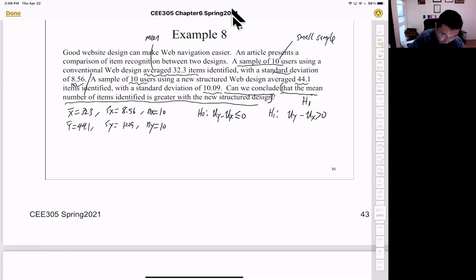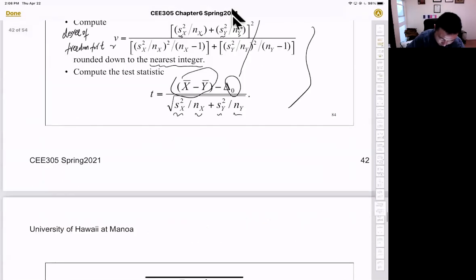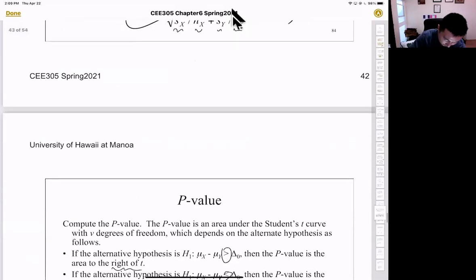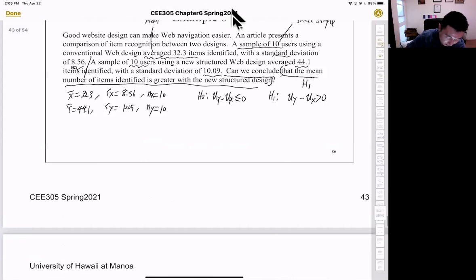And then we plug the numbers into this equation. First of all, the degree of freedom equation is a function of x bar, sx, y bar, sy, nx, and ny. Then we plug in to calculate the t value. To save us time, the degree of freedom is around 17, and the t value based on the equation is 2.82.